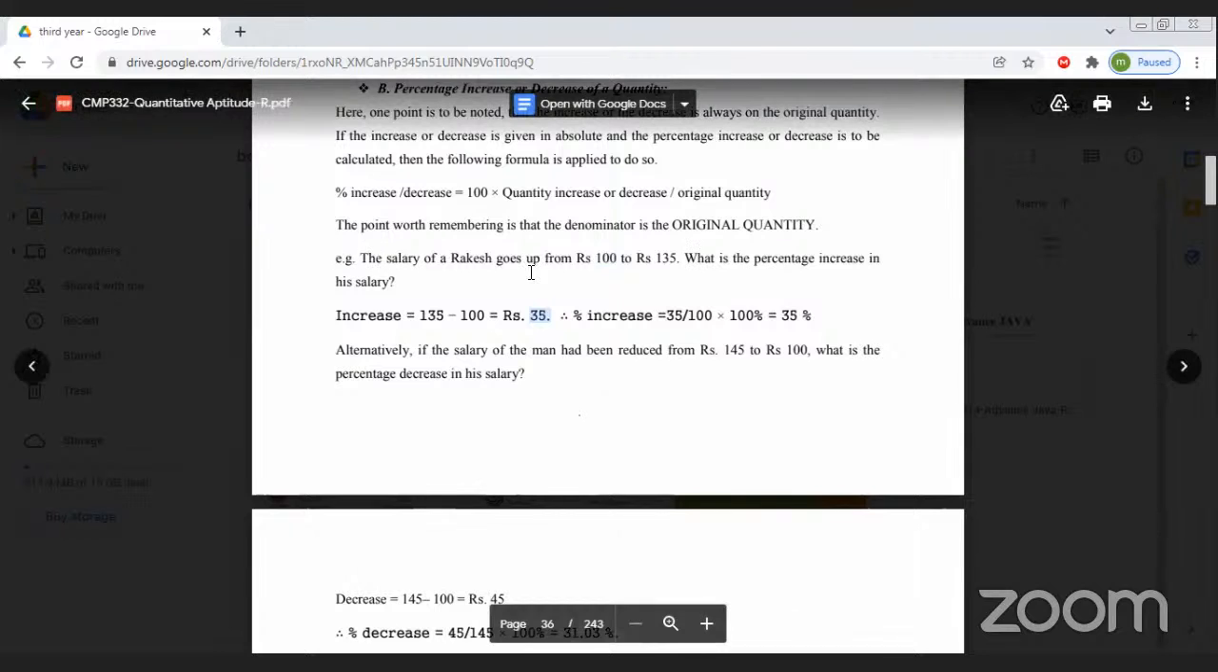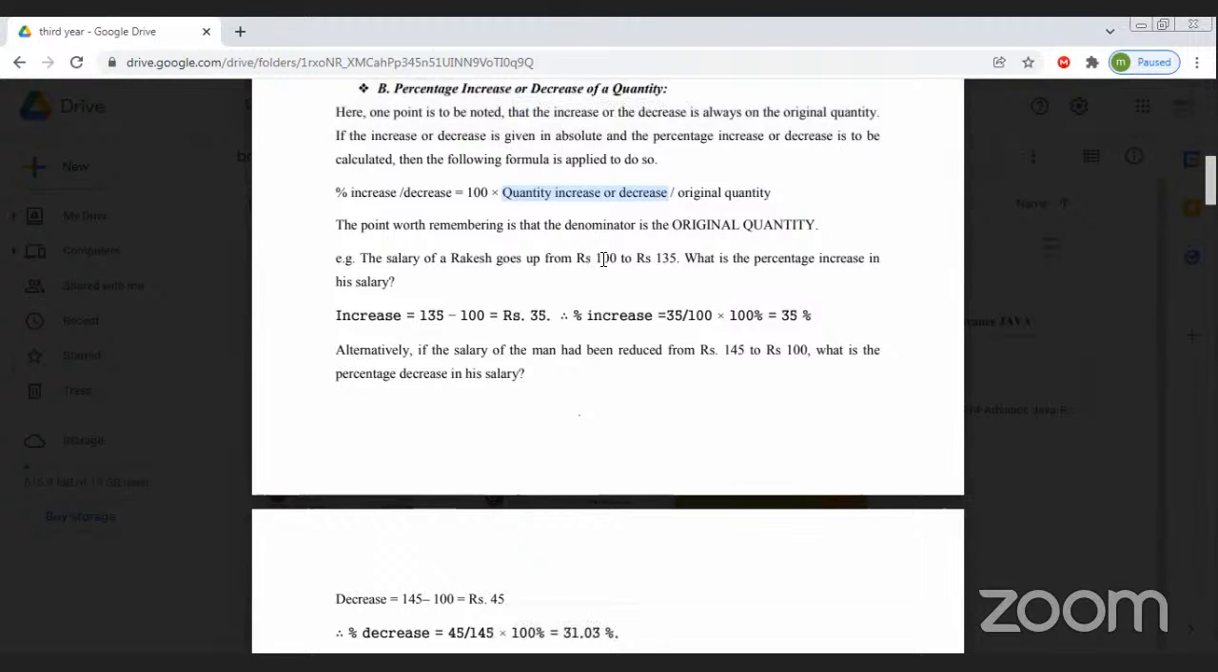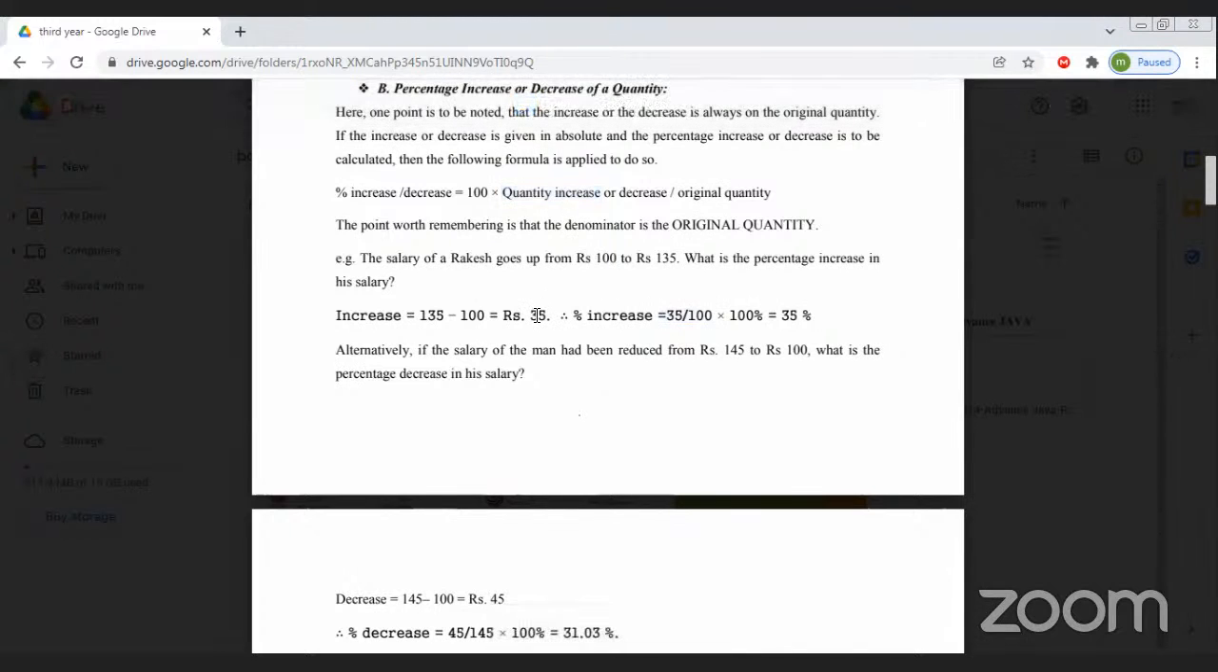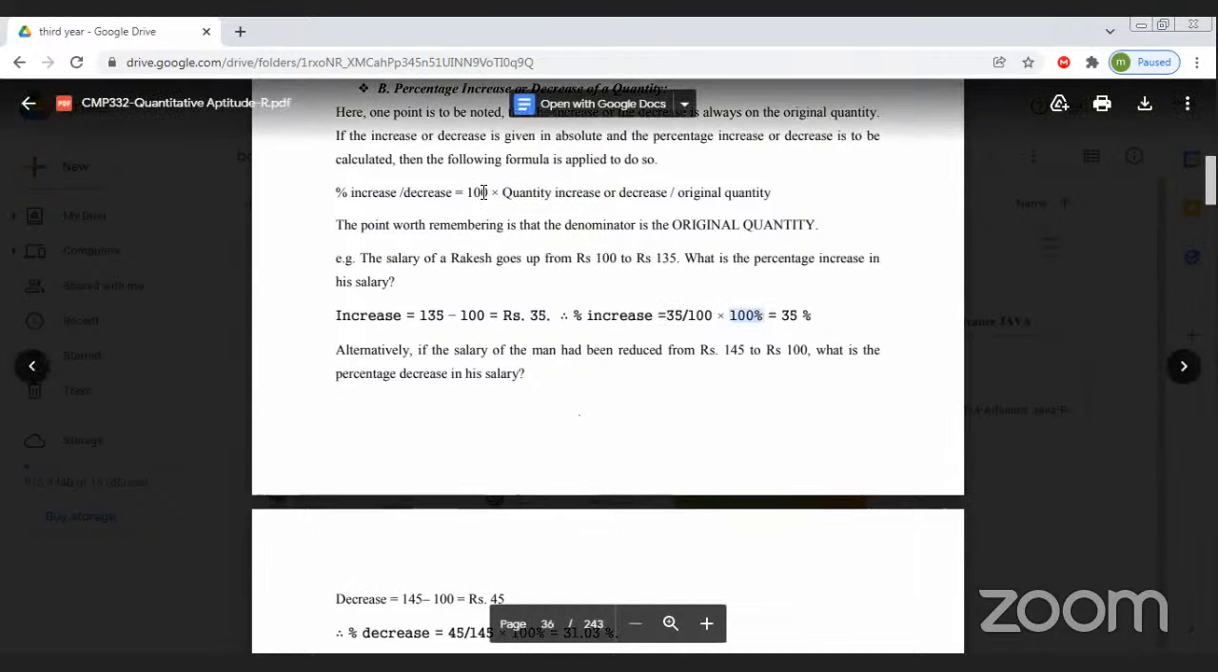Now you need to find the percent increase. For that you have a formula: quantity increase upon original quantity. Over here, your original quantity is 100, since it started from 100. And the numerator part is the quantity increase. Your salary is increased by 35, and then the 100 part is your percent part.